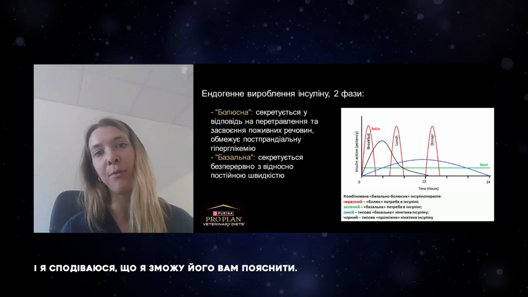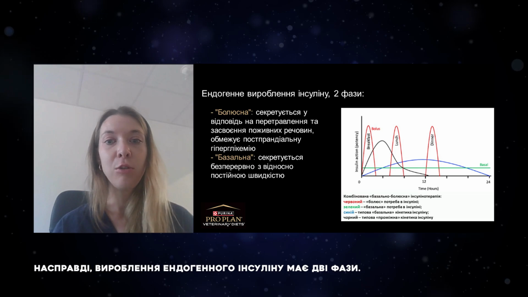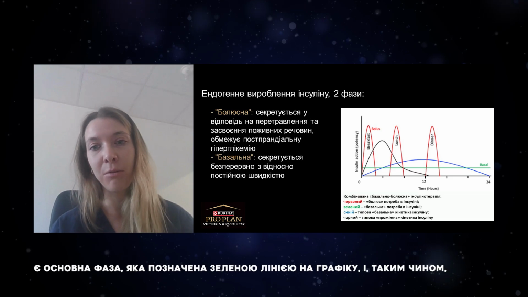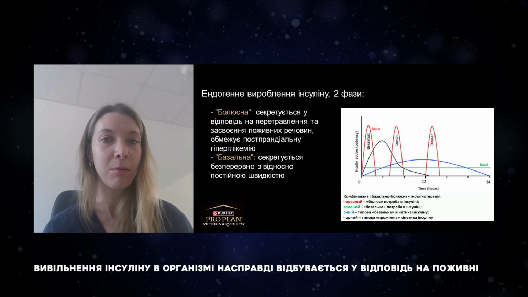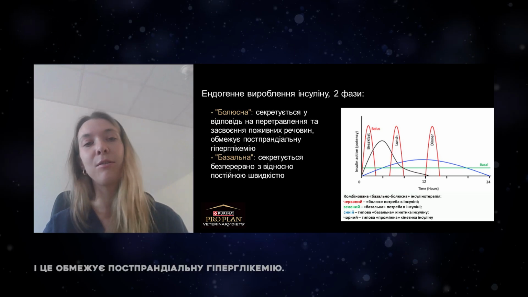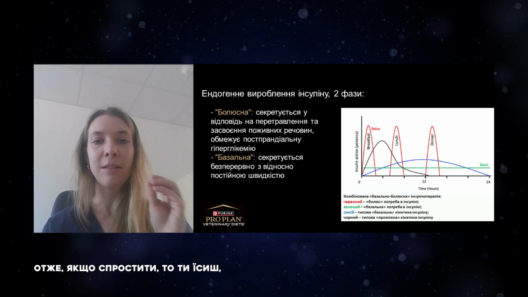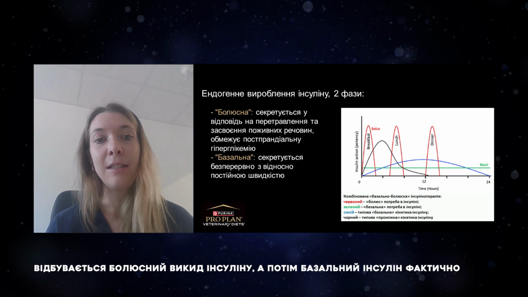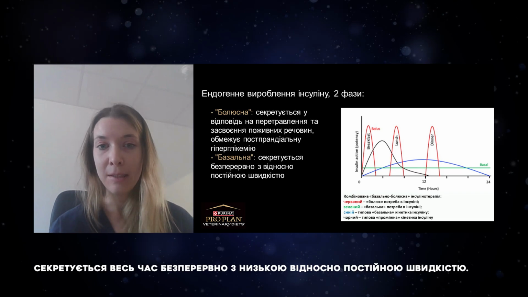I hope I can make it clear for you, but endogenous insulin production does have 2 phases. You have the bolus one, which is the red line on the graph, and then you have the basal one, which is the green line. The bolus release of insulin is secreted in response to nutrients that are digested and absorbed from the intestine, and so it limits the postprandial hyperglycemia. If we keep it simple, you eat, there is a bolus release of insulin. And the basal insulin is secreted all the time, continuously, at a low, relatively constant rate.